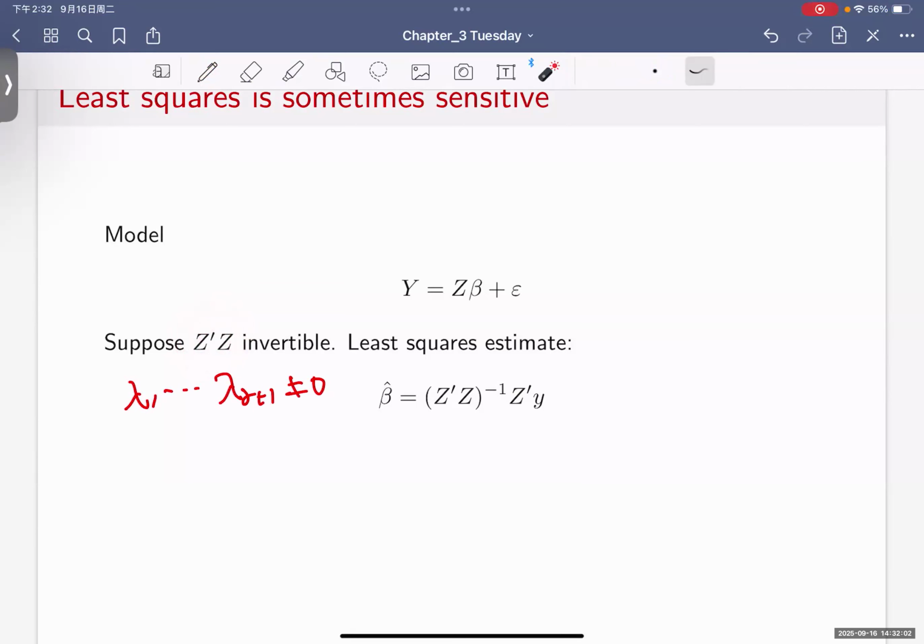But there are some cases where this lambda i, even though it's non-zero, is pretty close to 0. In some real situations, we could have this phenomenon, some lambda i close to 0. This is the reason why we will use ridge regression. We will see an example later. Once the lambda i is close to 0, the inverse is arbitrarily large, and then the beta hat is arbitrarily large.